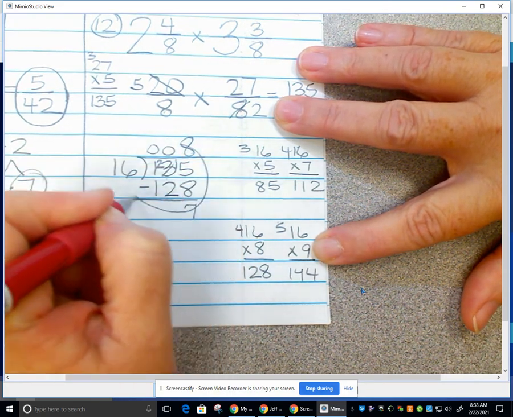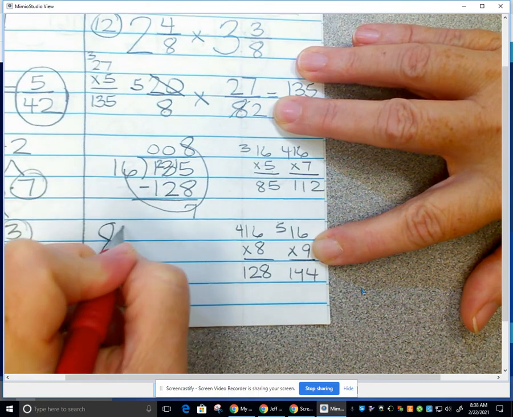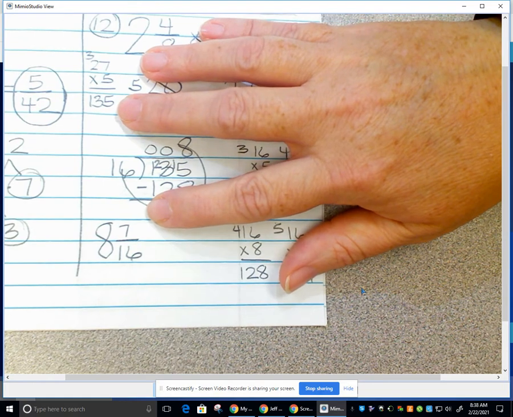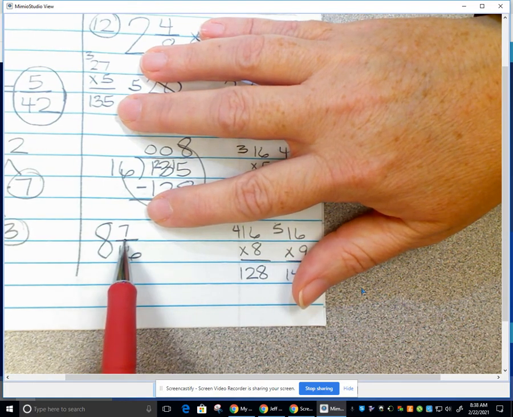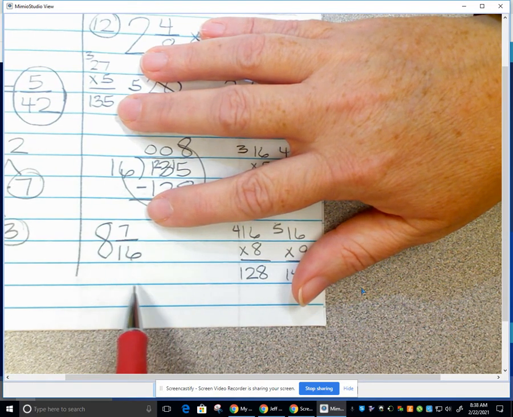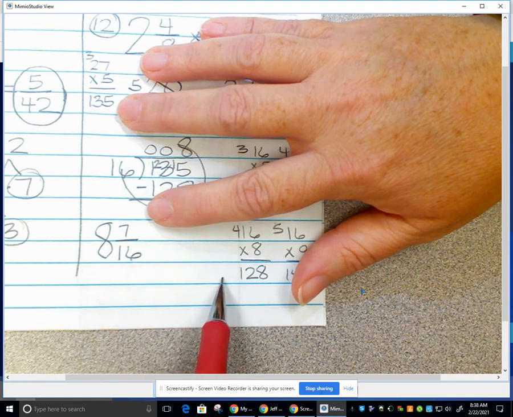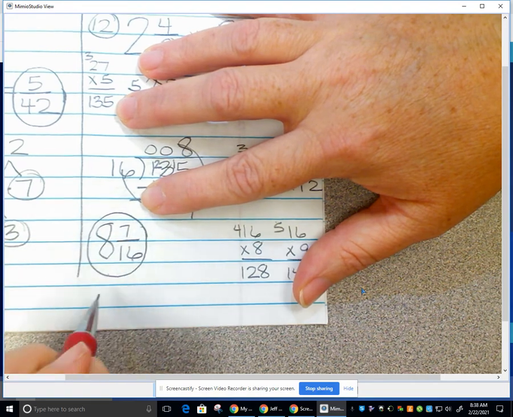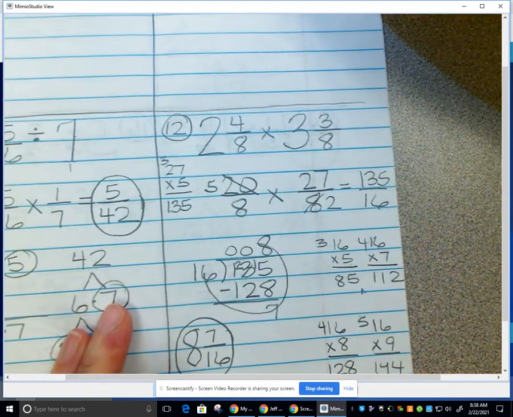8 and 7/16. And I know that is in simplest form because 7 is prime. And when I factor out 16, it's going to be a bunch of 2s, so they won't match up. Okay, let's go on to number 13. Almost done.